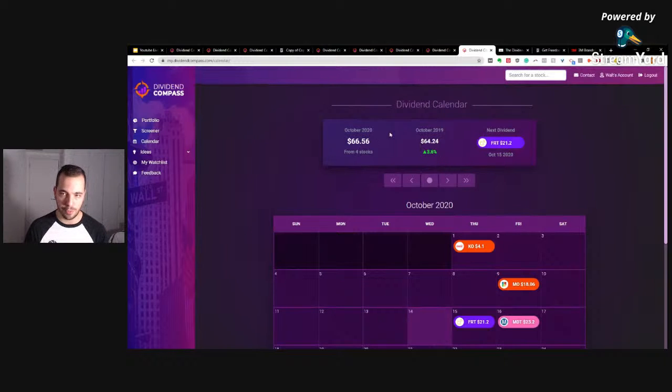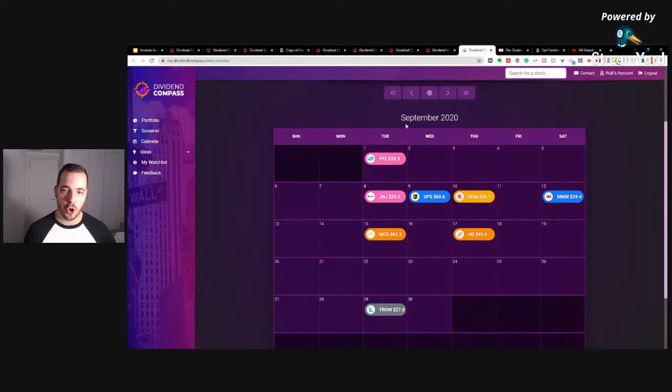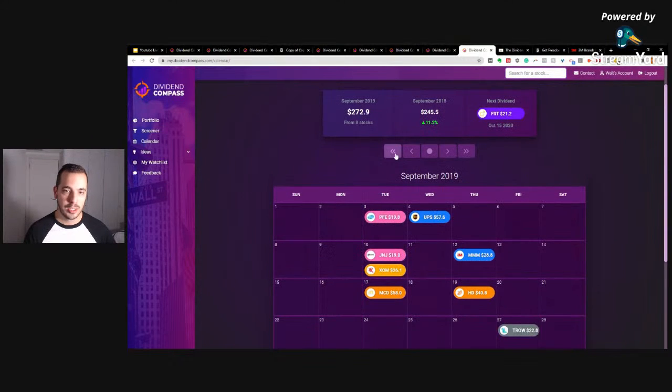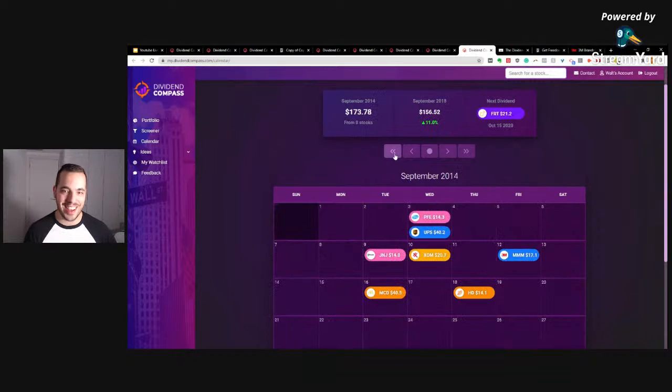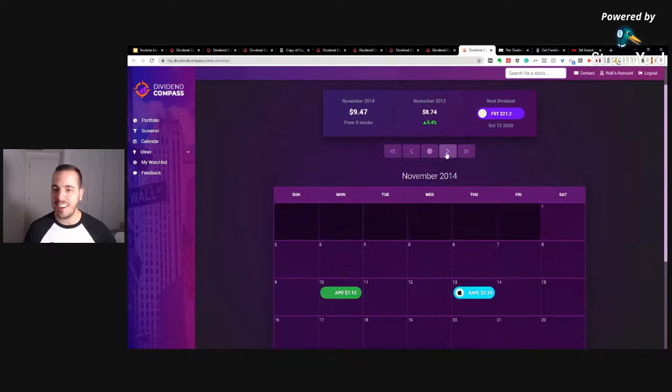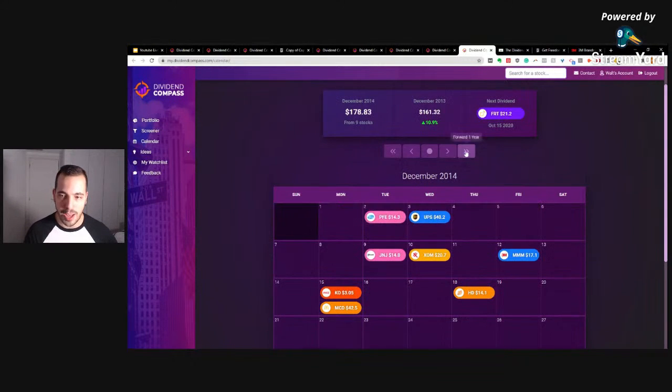So in this example, it will tell you that for October 2020, you should receive $66 from 4 different stocks. Then it compares it to last October, and it tells you that your dividends actually increased by 3%. You can actually go back 1 month, you can go back 1 year, you can go back many years. This is going to show you exactly your dividend growth history.